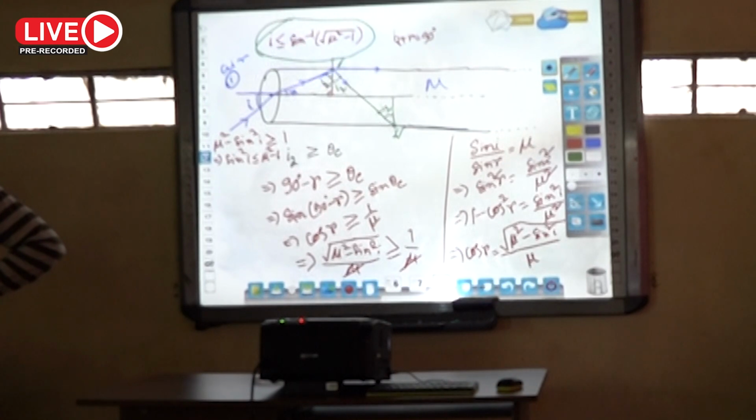For glass, refractive index 1.5. For water, refractive index 4/3. That final formula, I less than or equal to sin inverse of root over mu square minus 1, you have to put the two different values of mu to calculate the range of I in both the cases. Just keep it in sin inverse form. Otherwise, a calculator is required, and you cannot use a calculator. Write it in the sin inverse form.